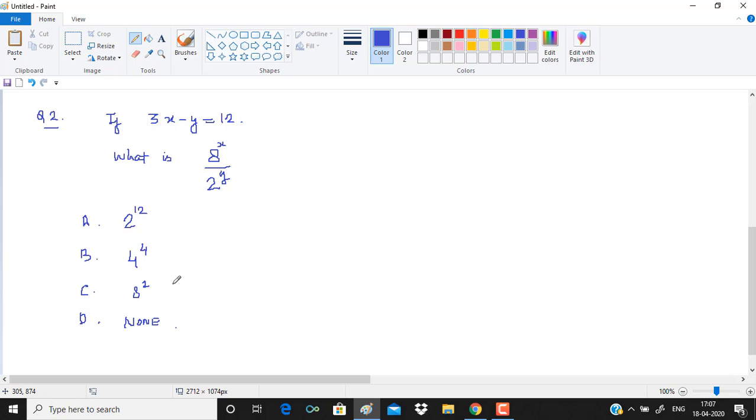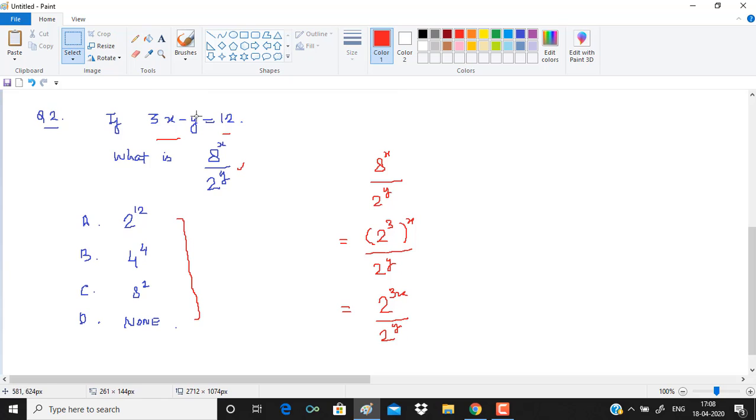So here's yet another important question. If 3x minus y is 12, what is the value of 8^x over 2^y? And the options are given. Now see here, first of all, in place of 8, we can write 2 cube to power x over 2 to power y. Now this becomes 2 to power 3x over 2 to power y.